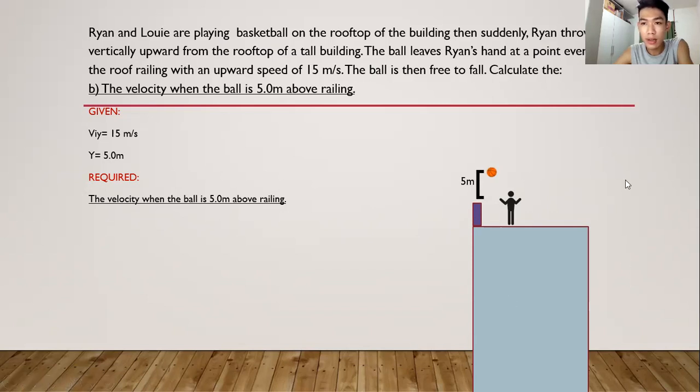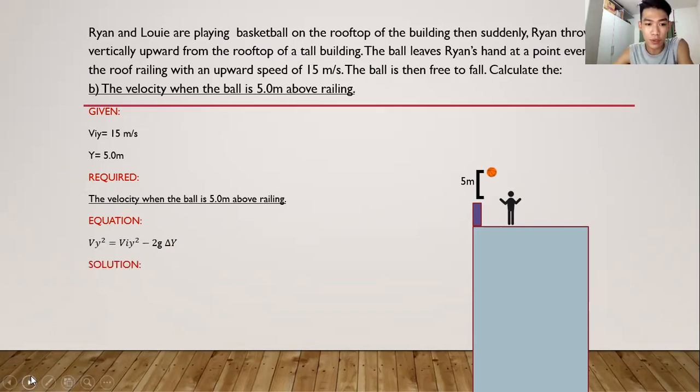So now we're gonna calculate for the velocity using this equation. Vy squared is equal to V initial squared minus 2 multiply gravity multiply delta y. Since wala tayong ibang given kundi yung V initial, and since di naman natin ma-identify kung anong time yung na-reach ng ball sa 5 meters na to, we're gonna use this equation.